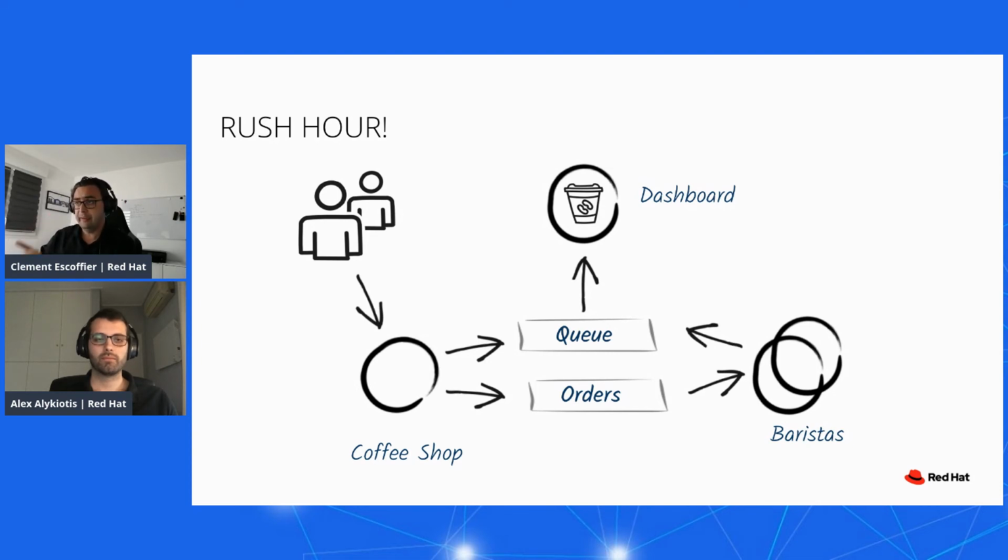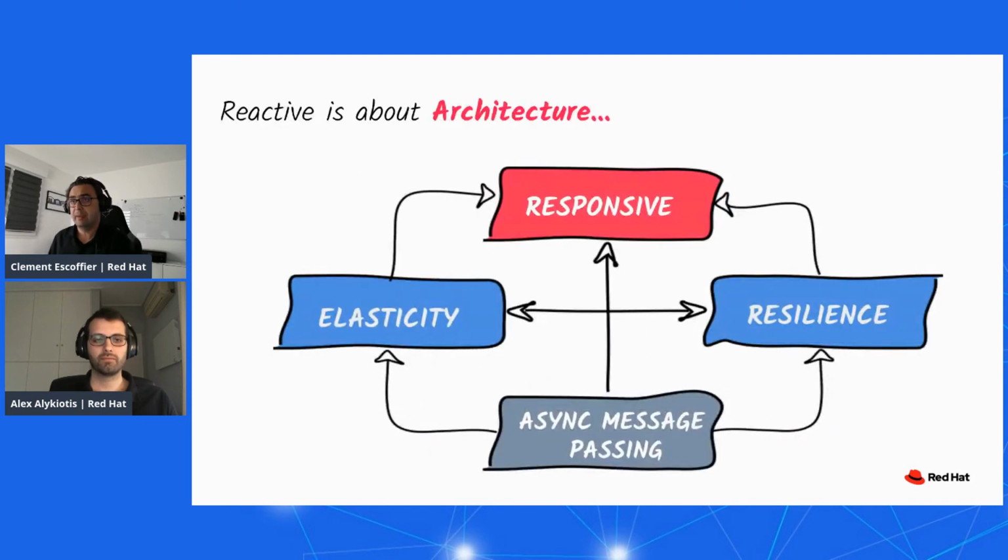So here we see a couple of things. We have the elasticity, we have the resilience, we have the efficiency. We only use the resources when we actually need them. It's all based on non-blocking I/O, so we really build distributed reactive systems.